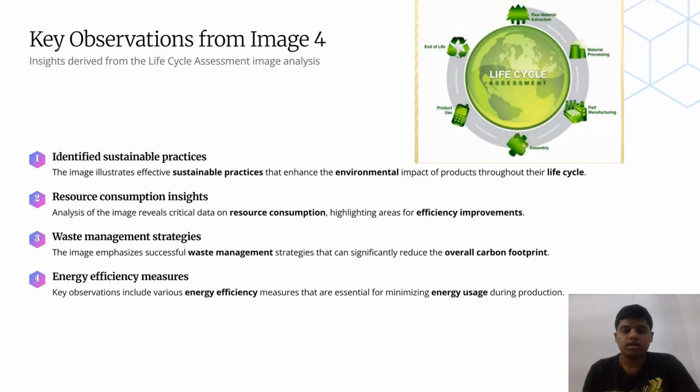Now let's go to another slide. From image 4, you can look at the image, and the main important points from the image are: number one is identified sustainable practices. The image illustrates effective sustainable practices that enhance the environmental impact of products throughout their life cycle. The second one is resource consumption insights. Analysis of the image reveals critical data on resource consumption, highlighting areas for efficiency improvements.